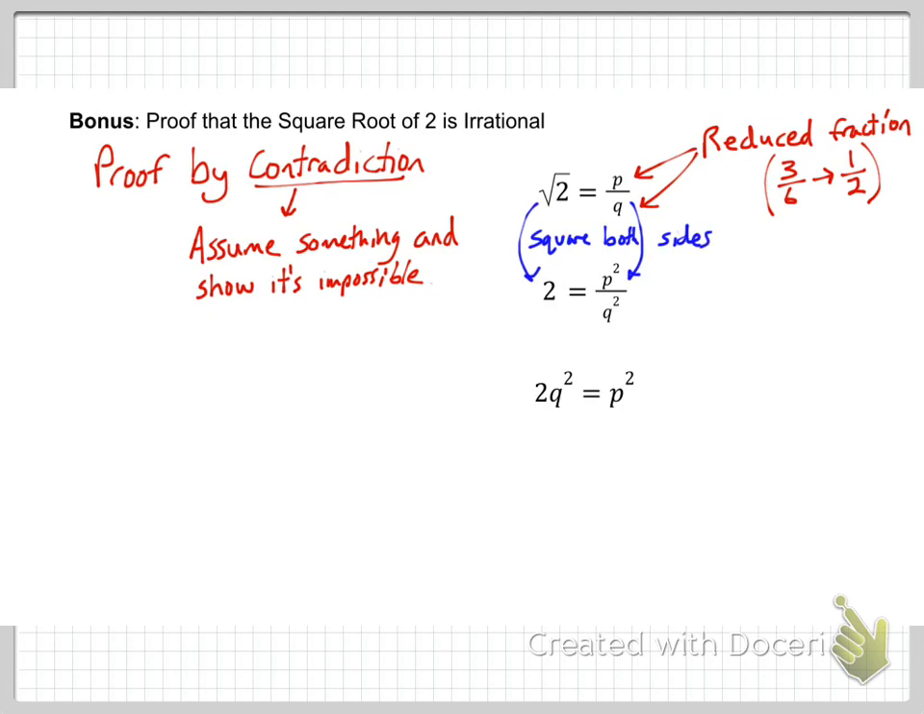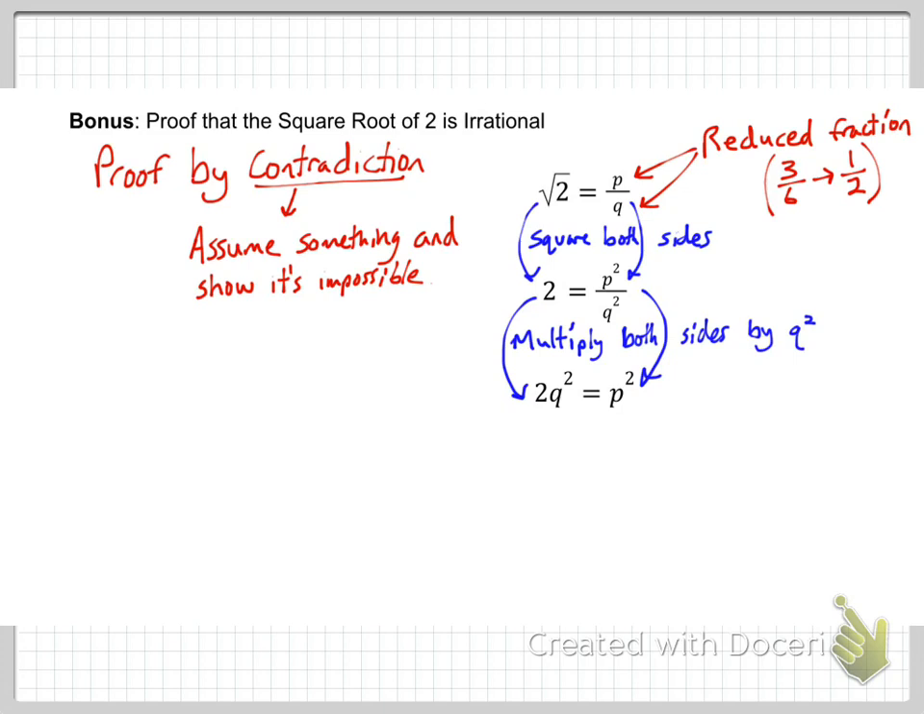Now, first thing I'm going to do is square both sides, which is perfectly allowed. I get 2 equals p squared over q squared. Next, I'm going to multiply both sides by q squared. That puts 2q squared on the left and p squared on the right.